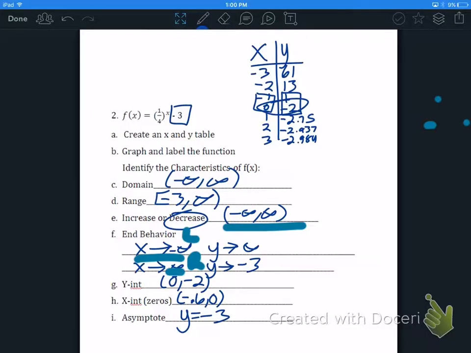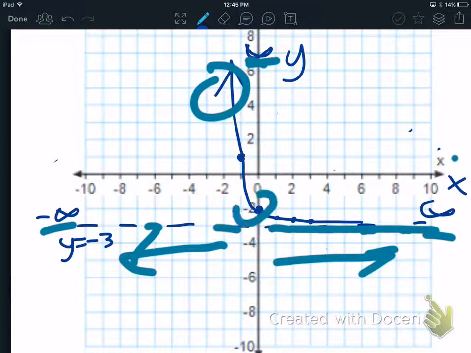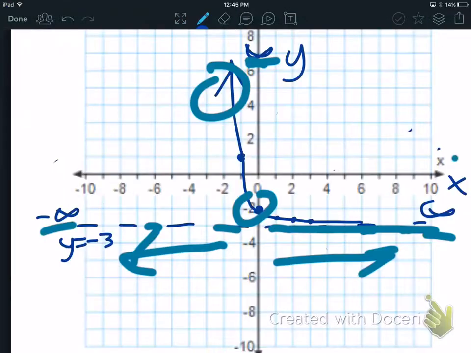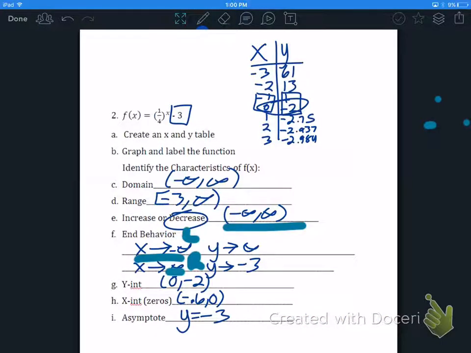Alright, my y-intercept, we look at our graph. It is (0, -2). My x-intercept is about -0.60 because that's where it crosses the x-axis. Alright, and then my asymptote we know is y equals -3 because it's in our equation and it's in our graph.